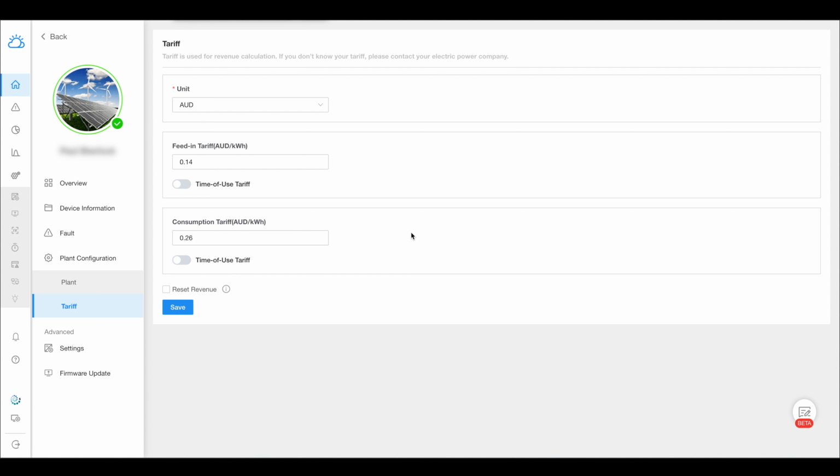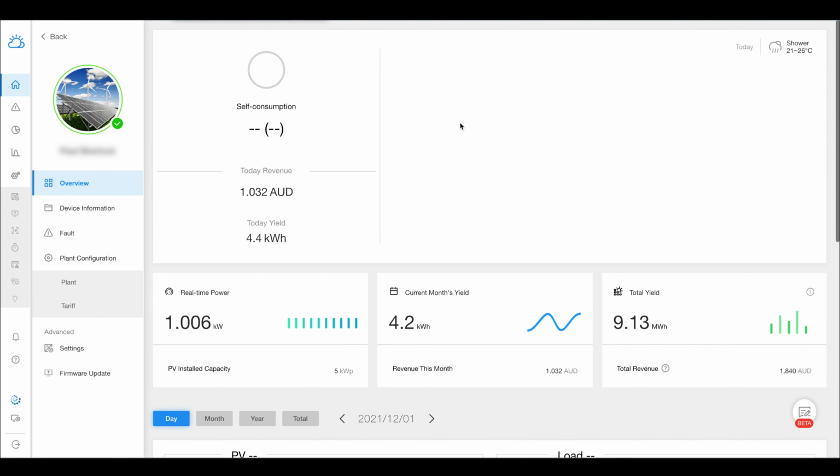Another common question is the tariff tab here. So feed-in tariff and consumption tariff, these need to be filled out if you want the revenue to be correct on the overview, which we will circle back to in a second. But basically, feed-in tariff is what your energy retailer pays you back for your exported power, and consumption tariff is how much they charge you per kilowatt that's being used. So when these are filled out correctly, it'll affect the revenue on the overview. So let's go back to the overview tab and check revenue.